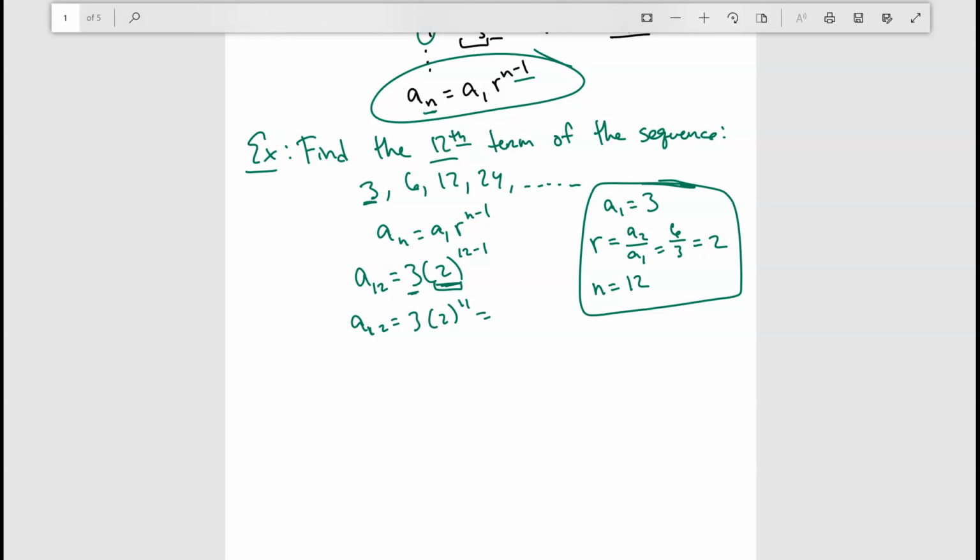So I'm going to raise it to the power of 11, and what I'm going to get when I multiply everything out will be 6,144. That is going to be my answer. All right. Now let's do another problem.